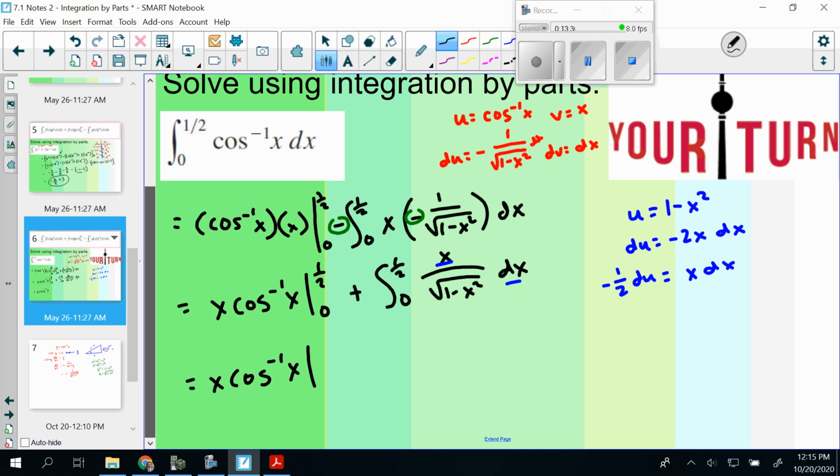I'm not going to evaluate this yet. We'll get to that in the same step here. So if we make our substitutions, this is going to turn into square root of u now. The x dx turns into negative 1/2 du. The negative 1/2 here, I'm going to put out in front of this.